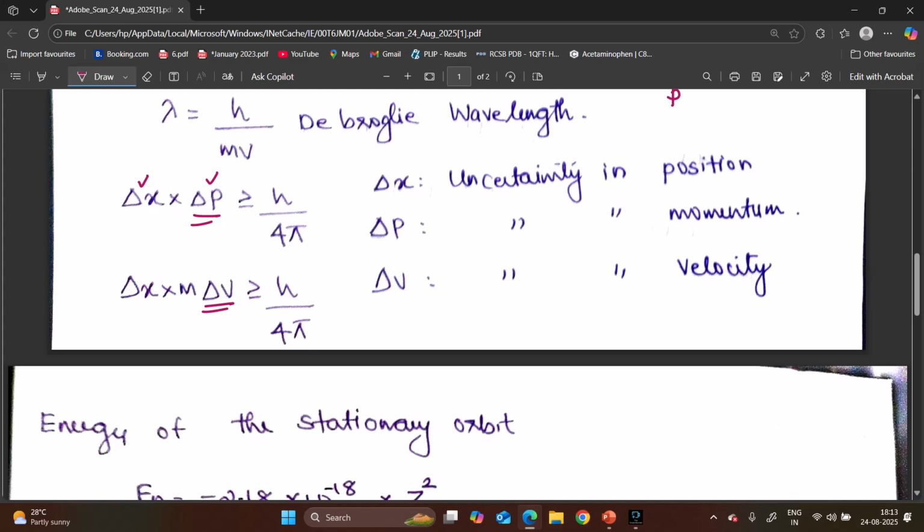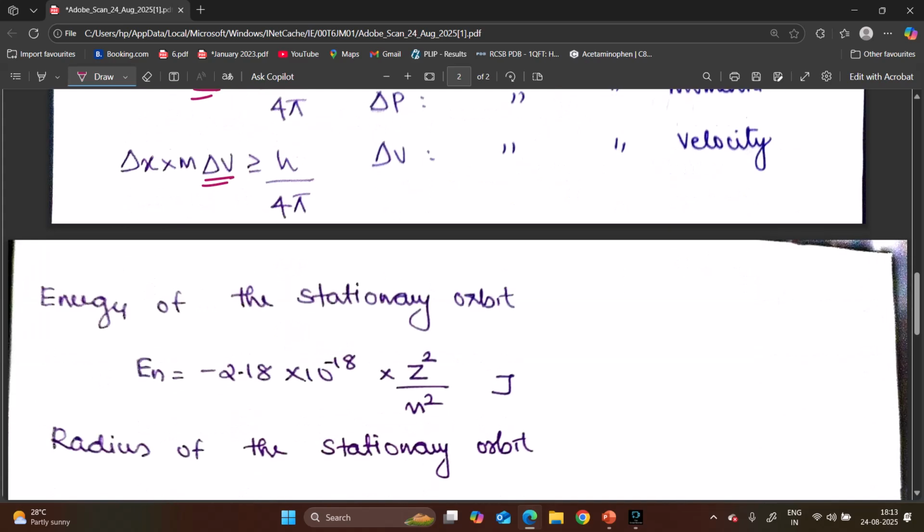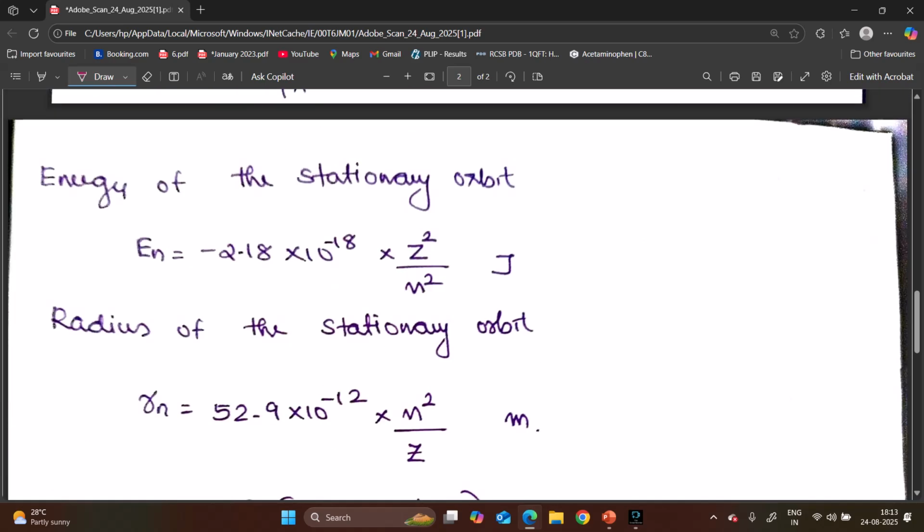So if the uncertainty in measuring one particular quantity is maximum, the other one will not have any uncertainty in the measurement. According to the Bohr relationship, the energy of a stationary orbit can be calculated as minus 2.18 into 10 raised to minus 18 Z square by n square. n is the principal quantum number or the shell number, and Z is the atomic number. This will give you the energy in joules.